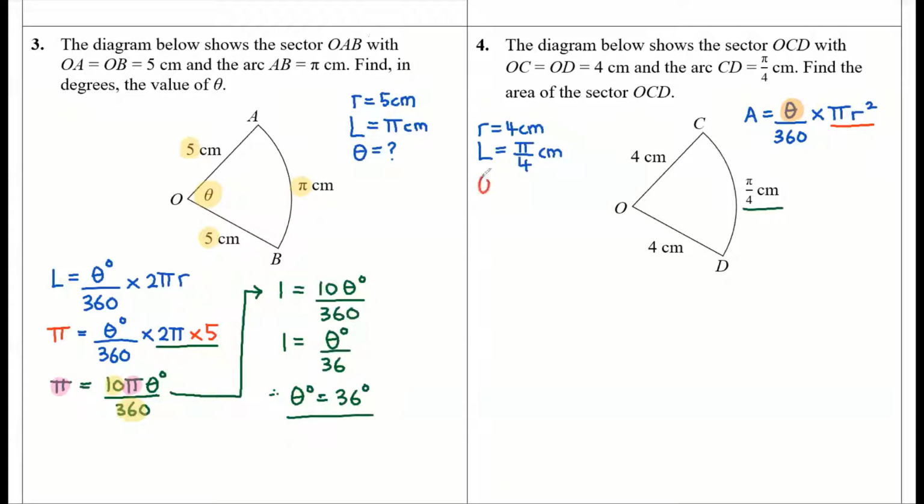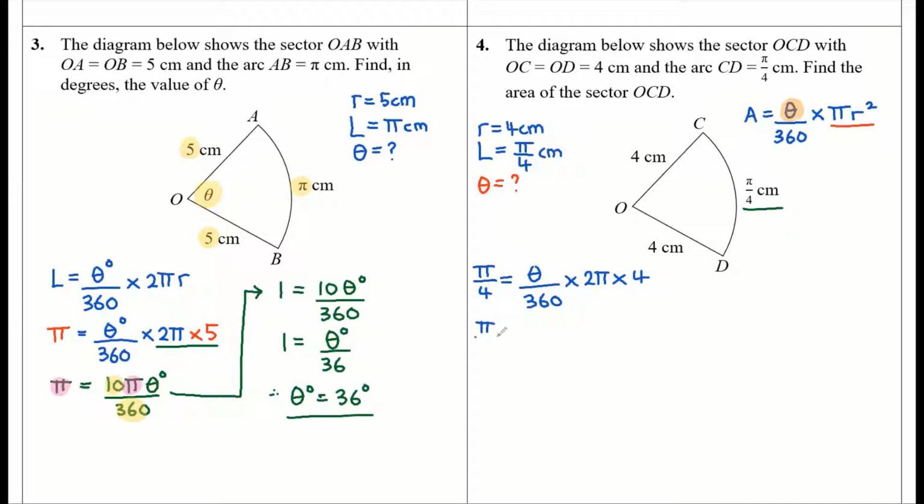So let's put theta here. And can I find it? Well, we're going to have to use the arc length formula first. So I hope you've got enough room for this. The arc length formula, I won't write it out again. So we have pi over 4 equal to theta over 360 multiplied by 2 pi r. So it's going to be 2 pi multiplied by r, which is of course 4. And we just have to make theta the subject and look for any cancellation.